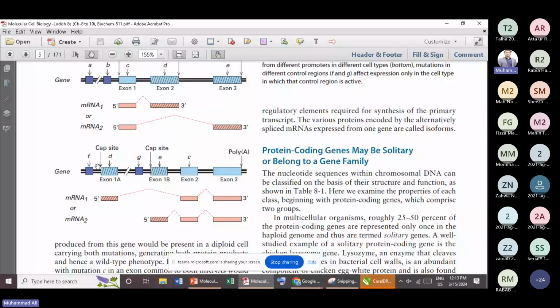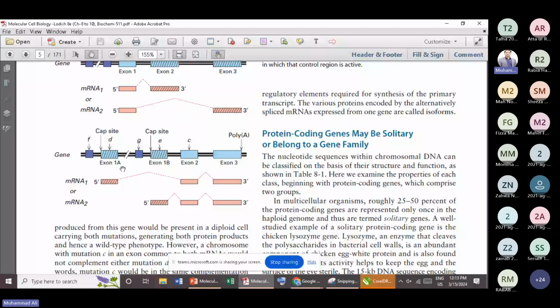And we have also seen where the regulatory elements fall somewhere in between the exons, like exon 1A and exon 1B containing in between them the G element, the blue block, the regulatory element. And thus, two of the regulatory elements that fall in between the exons are making two types of functional product, two types of mRNA actually.